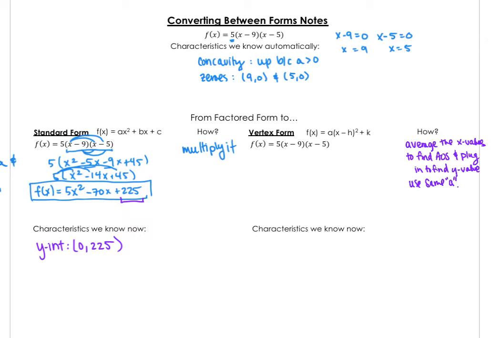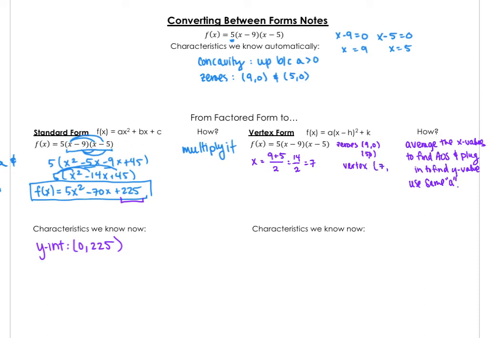We know how to find the axis of symmetry in standard form. We use negative b over 2a. This is just another way that you can do it. So we know our zeros are (9, 0) and (5, 0). To find the axis of symmetry, we're going to add 9 plus 5 and divide by 2. That's finding the average, also known as finding the middle. So that's going to be 14 divided by 2, which is 7. That means my vertex has an x-coordinate of 7.